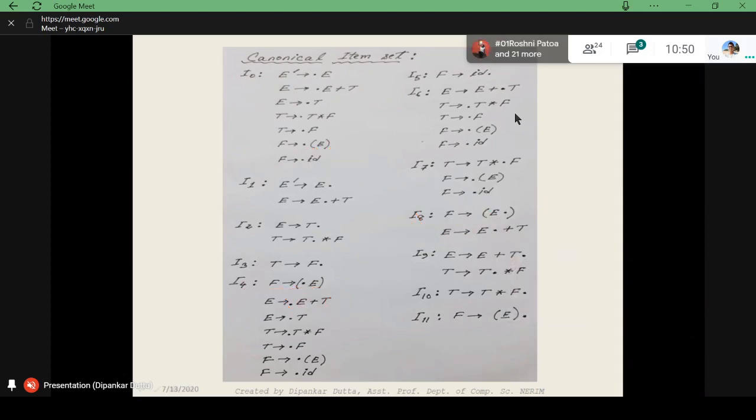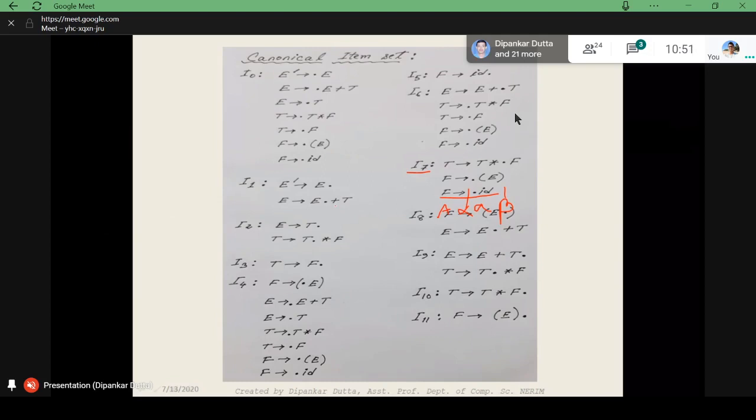Similarly, check for another one. Suppose here it is F implies dot ID in I7. Dot ID. So what is A here? F. What is alpha here? Null. What is small a here? Small id. What is beta here? Null. Okay, this is an example. I chose this example randomly, because we have lots of that kind of productions.